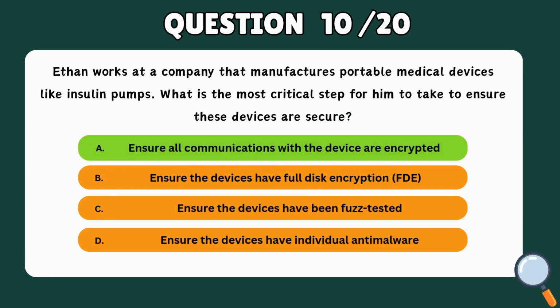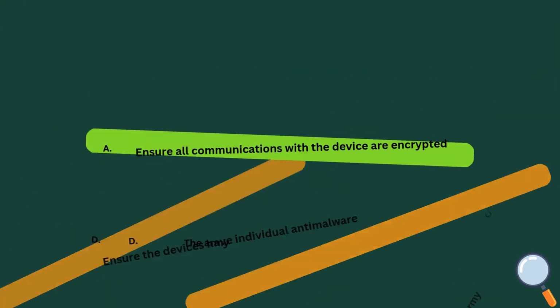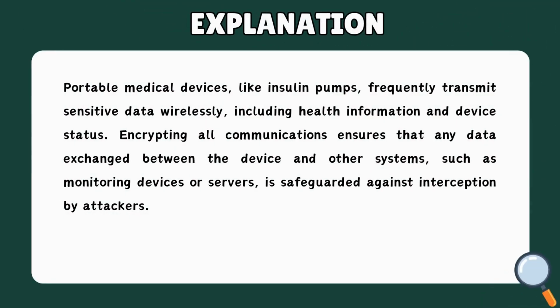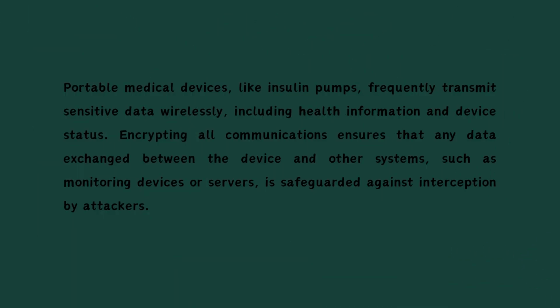Correct answer: A. Ensure all communications with the device are encrypted. Portable medical devices, like insulin pumps, frequently transmit sensitive data wirelessly, including health information and device status. Encrypting all communications ensures that any data exchanged between the device and other systems, such as monitoring devices or servers, is safeguarded against interception by attackers.